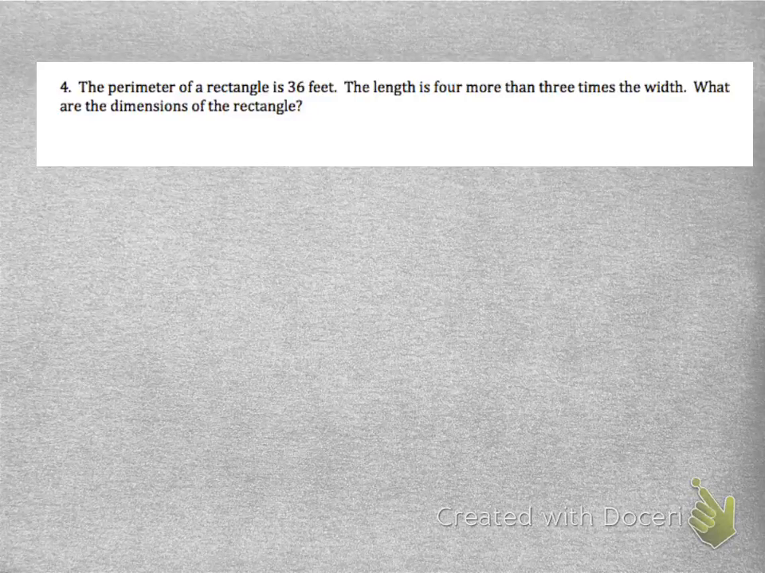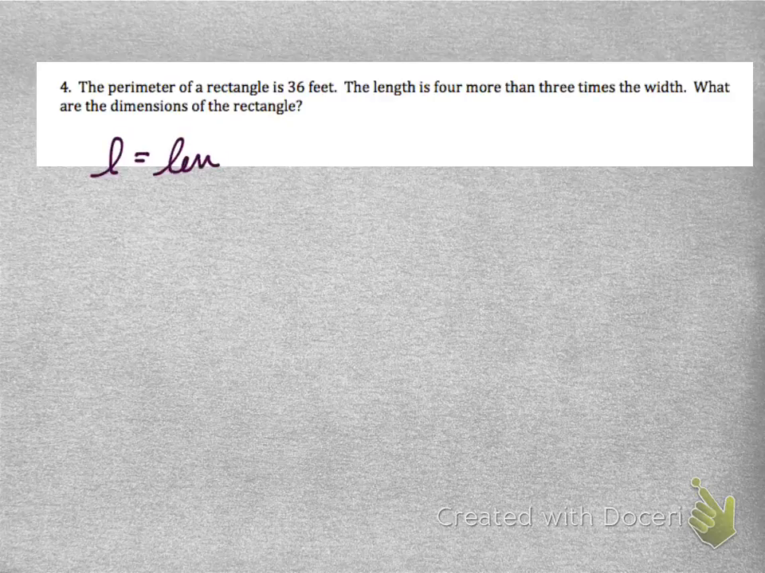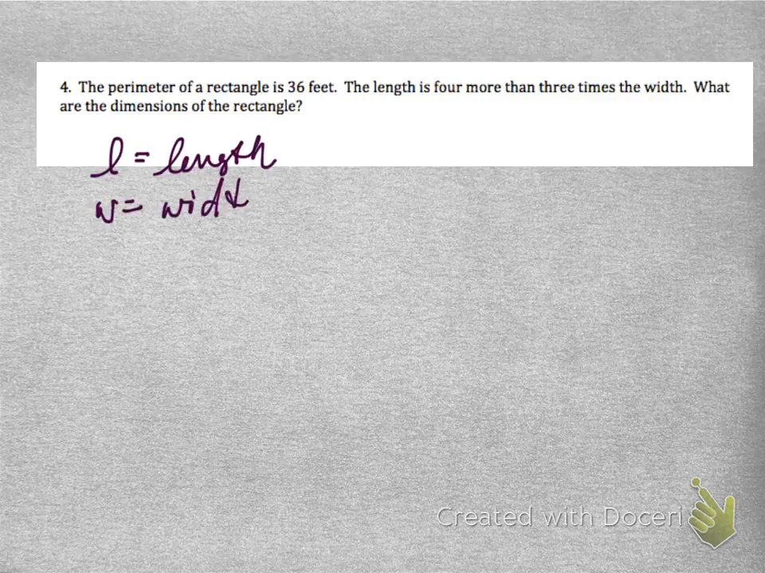All right, so let's continue with problem number 4. The perimeter of the rectangle is 36 feet. The length is 4 more than 3 times the width. So what are the dimensions of the rectangle? So my two unknowns are length and width. So L is going to be my length, and W is my width.